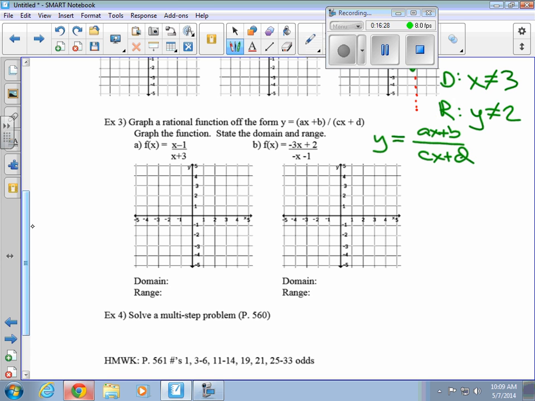Nobody knows? Negative 3, right? Okay, it's got to be negative 3. What about our horizontal asymptote? This one's a little bit different.